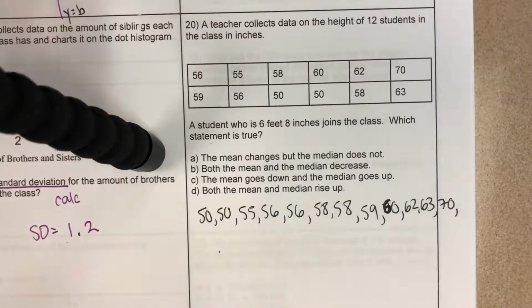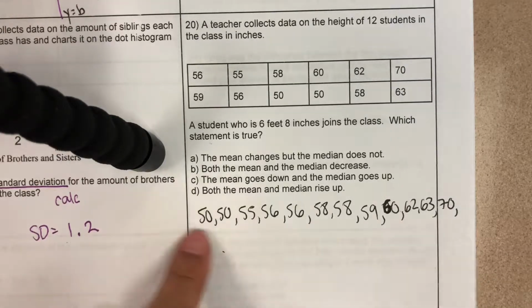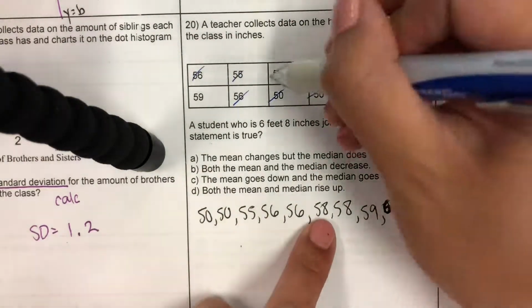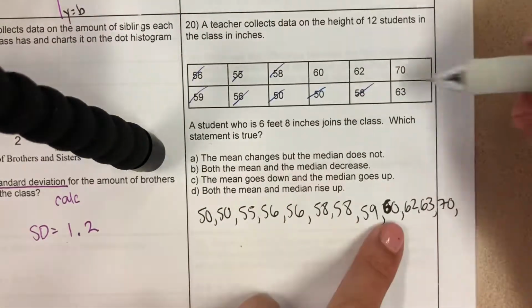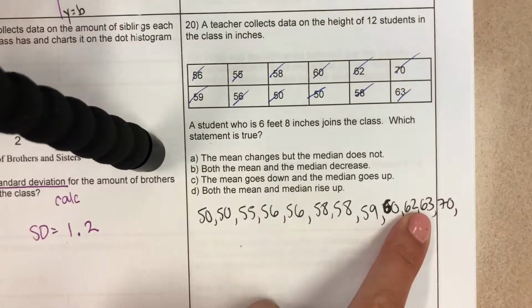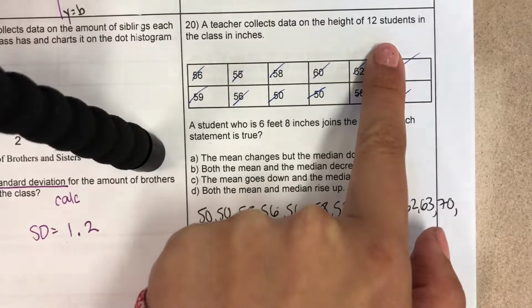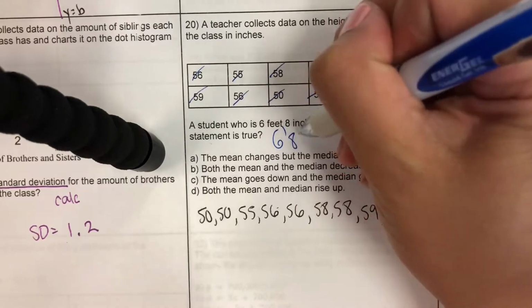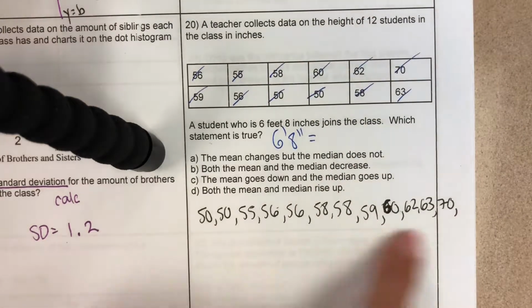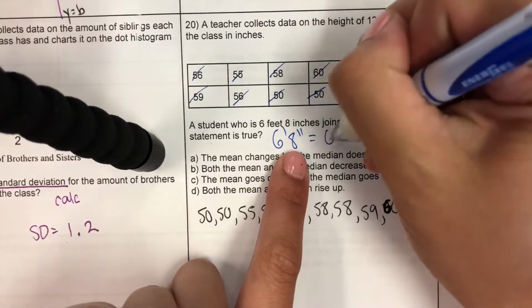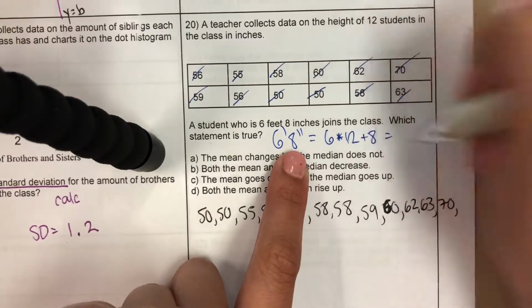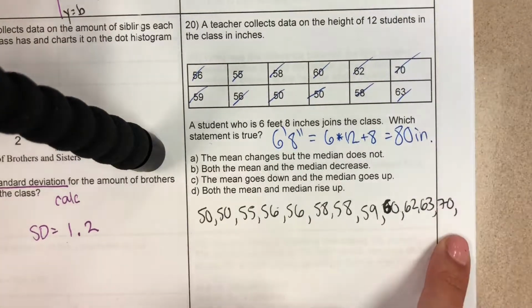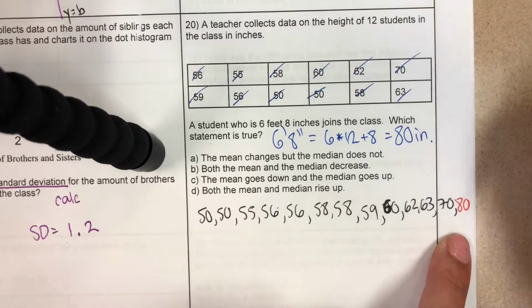Okay, so I already went ahead and put all of these data points in order. So I have 50, 50, 55, 56s right here, 2 58s, 59, 60, 62, 63, and 70. So make sure you have 12 points if it says there are 12 data points. Now a student who is 6 feet 8 inches, I gotta convert that into these units. So this is gonna be 6 times 12 plus 8. So someone who is 6 foot 8 inches is 80 inches tall. I'm gonna add that data point right at the end, 80, because that is my highest value.